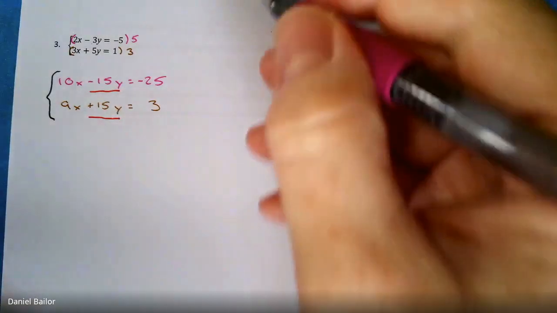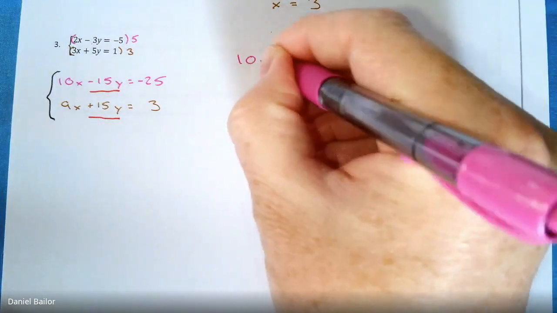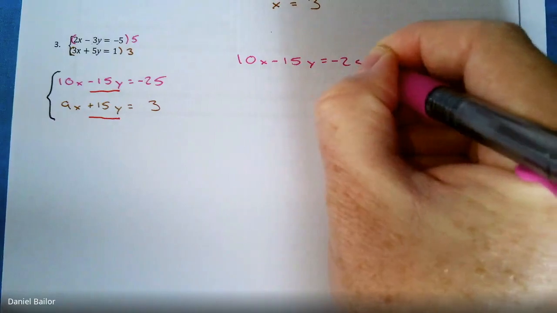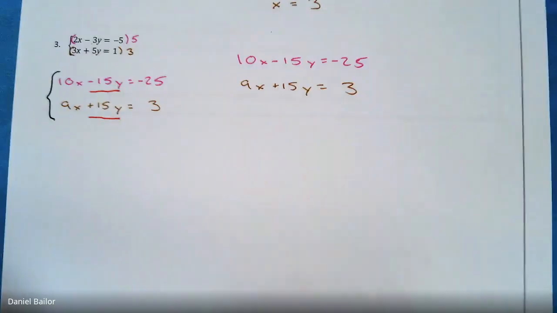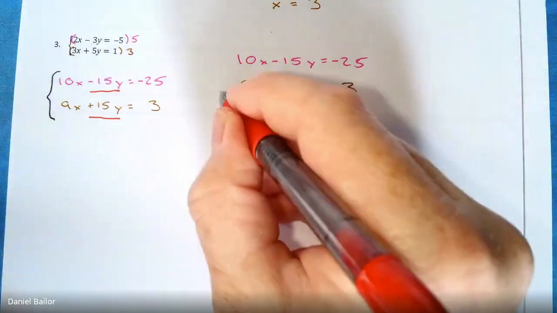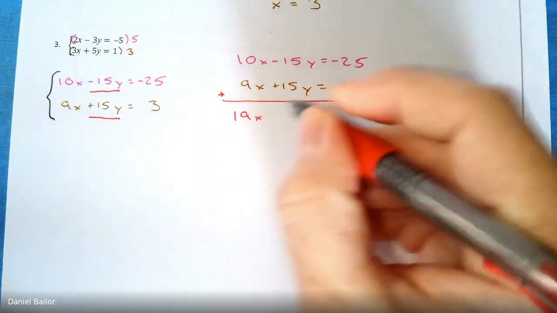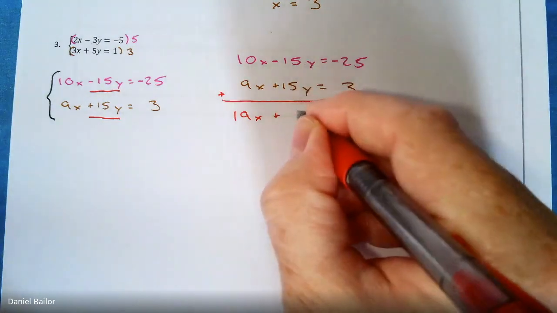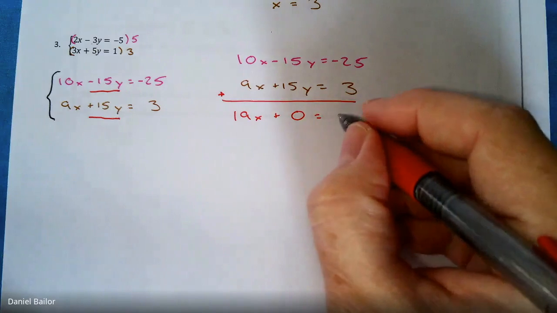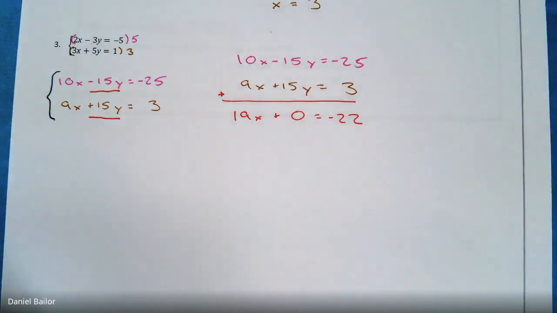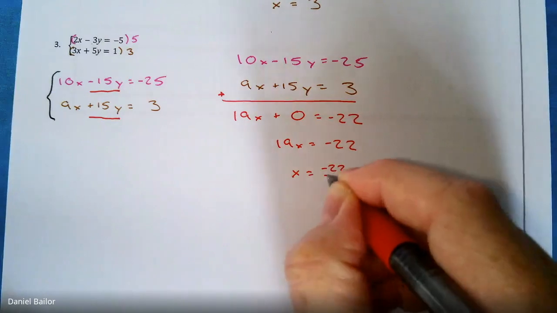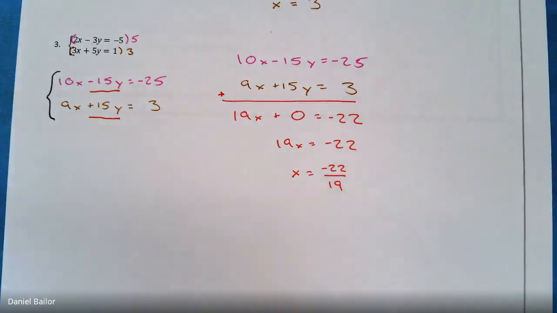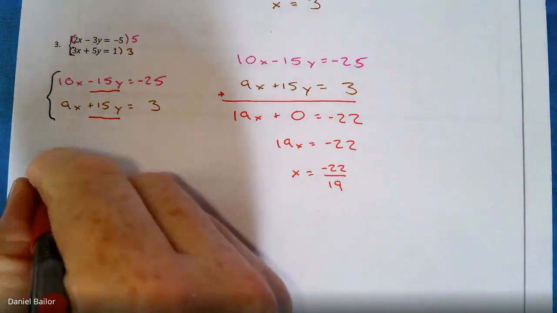So let's eliminate these. And I'm going to eliminate it in the vertical style by just stacking them. So I am writing them just like that. And let me add them together to eliminate. 10x and 9x is 19x. The -15y and 15y eliminate to 0. -25 and 3 is -22. So I get 19x equals -22, which means x is going to be -22 over 19. x is -22 over 19. And so that is going to be our x term for our solution.